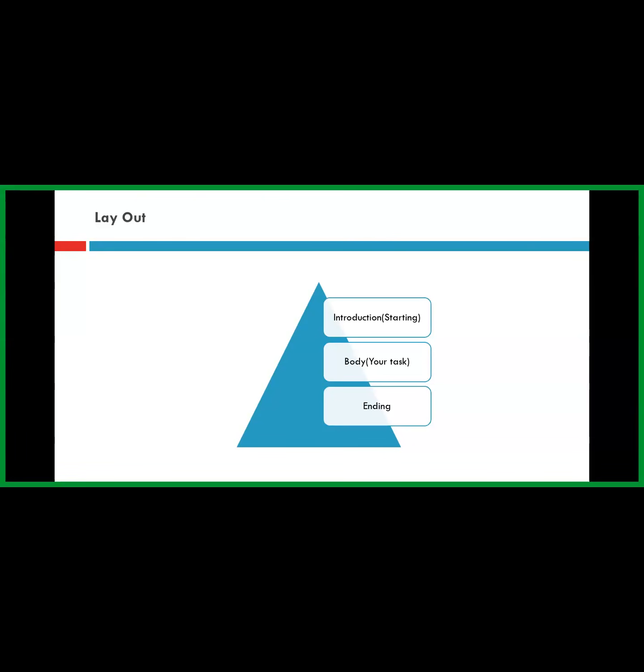So what is the summary, or what should be the layout or skeleton? It consists of three parts. First is the introduction or starting. Second is the body, that is your main task. The last is the ending. The introduction is almost the same for all the cases. The ending is also almost the same for all the cases. But the body, the middle part, is really different.